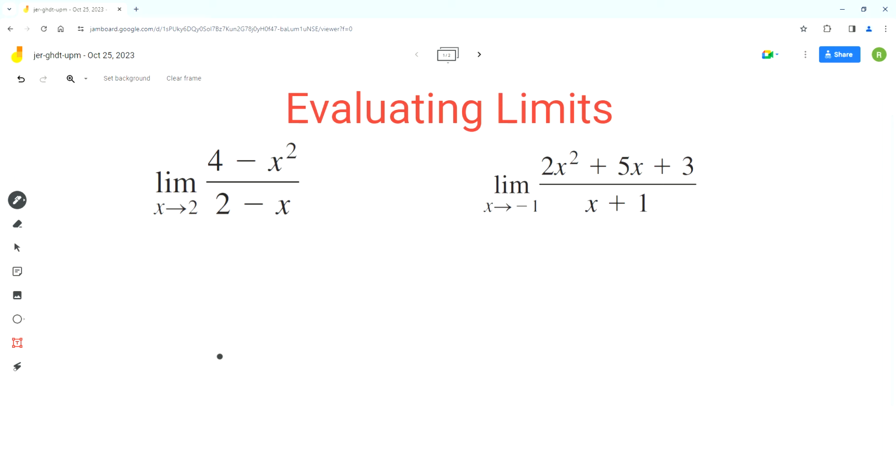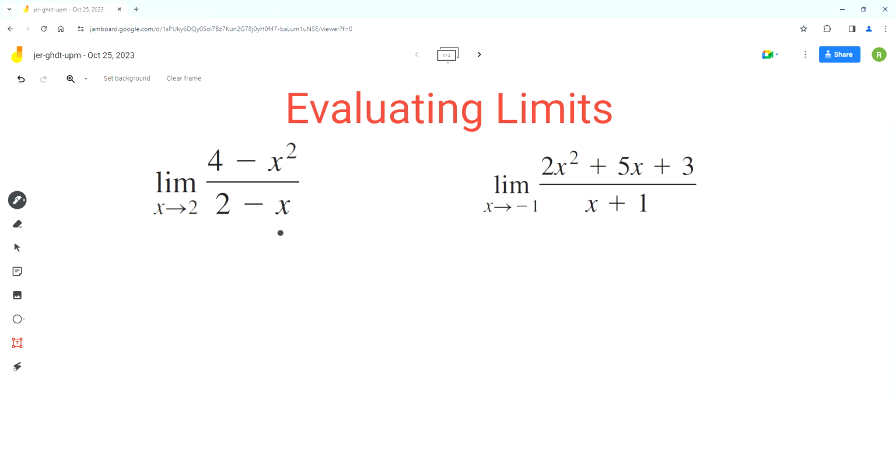So in this video, we'll evaluate these limit expressions. So let's start with the one on the left side. The given expression is limit x approaches 2 of 4 minus x squared over 2 minus x.